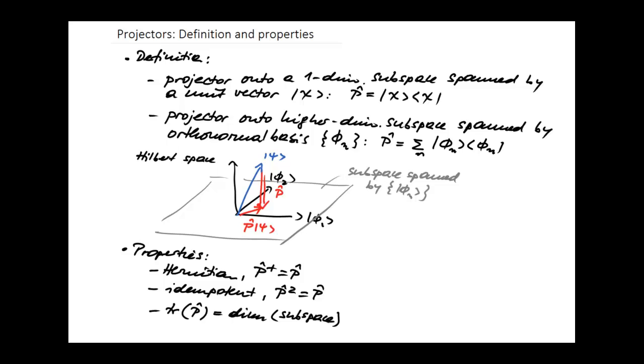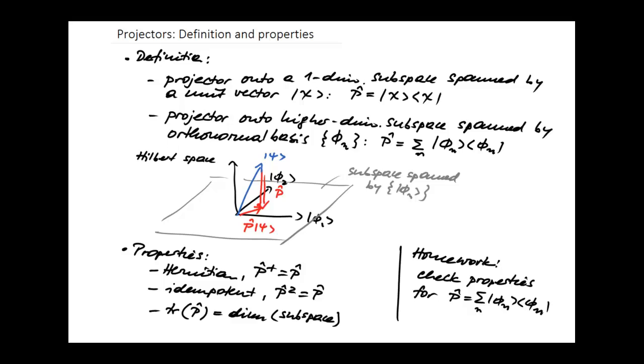I would strongly encourage you, as a homework, to check these properties for the projector that we defined above. So take this definition of the projector, use the fact that the phi n are an orthonormal basis, and check that this projector satisfies the three properties that I listed here.